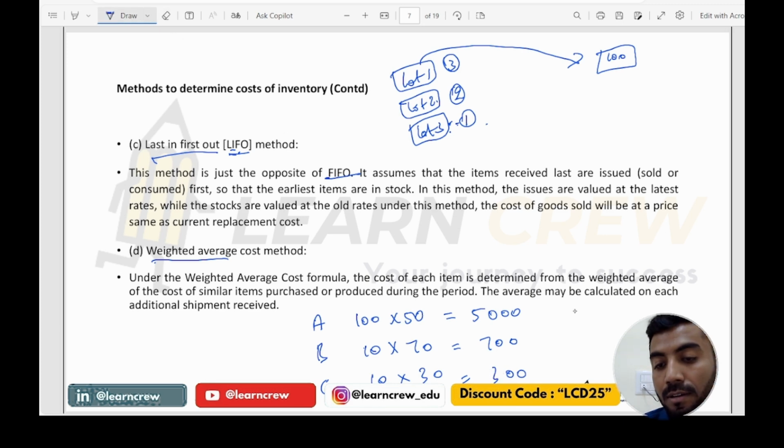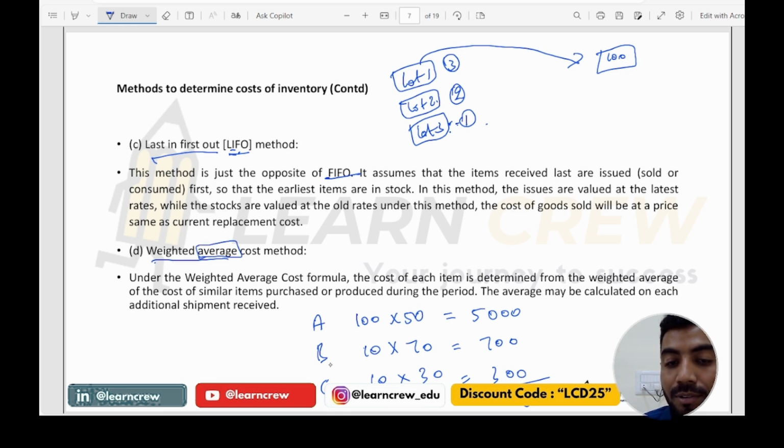That will be 300. So total we have 6,000. Okay. So here what happens is we give a weight. According to the weight, we need to calculate the average price. It says weighted average cost method.